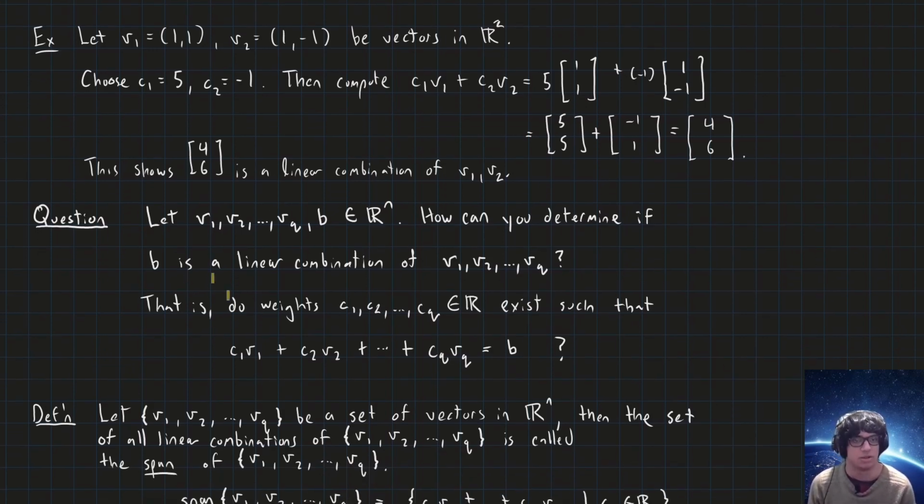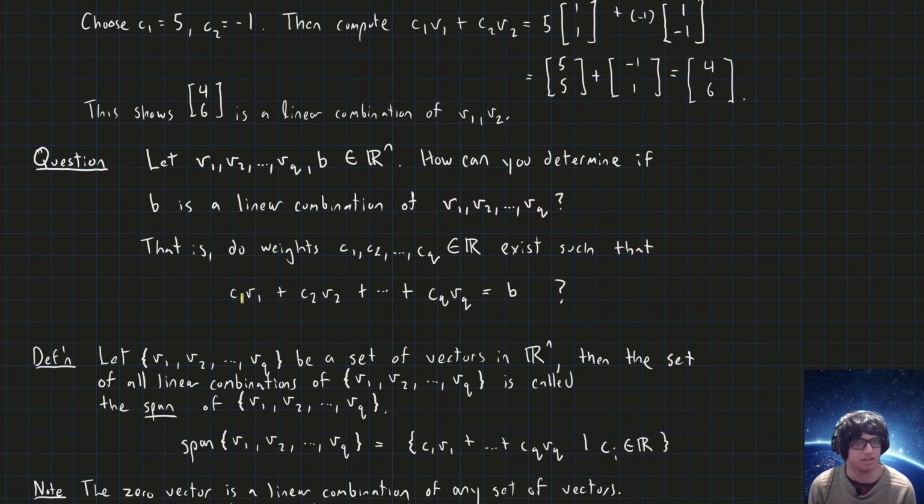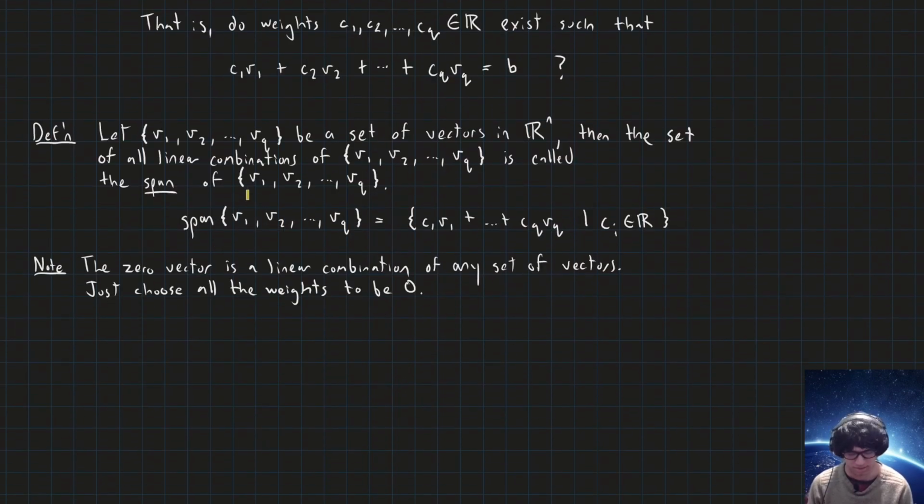So here's the question. Let v1 through vq and a vector b be in Rn. How do you determine if b is a linear combination of the v's? In other words, do weights c1 through cq exist such that this equation here is satisfied? We don't have the tools yet to answer this problem, but we will, and we'll come back to this.